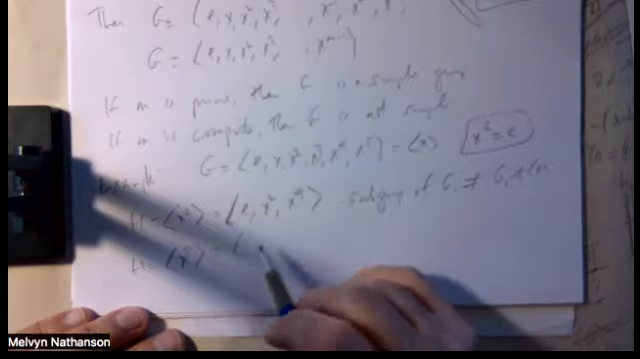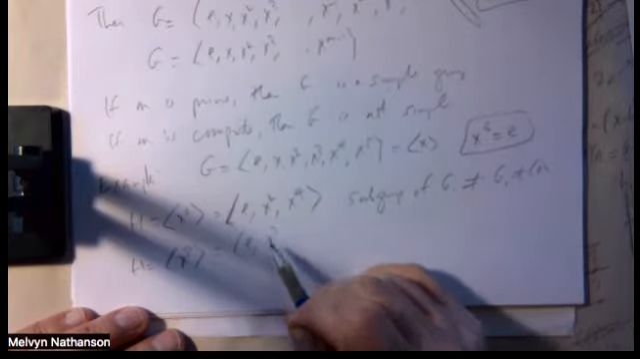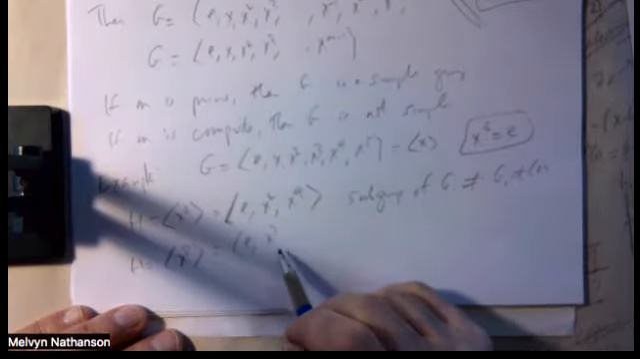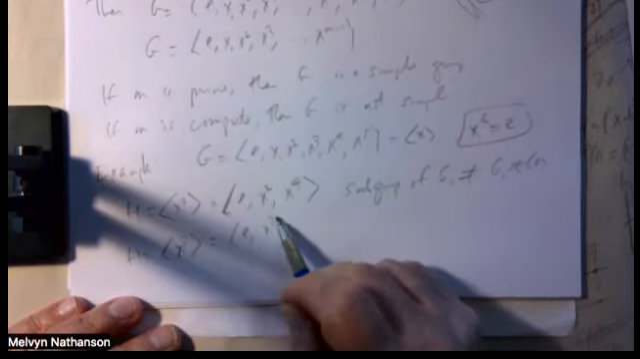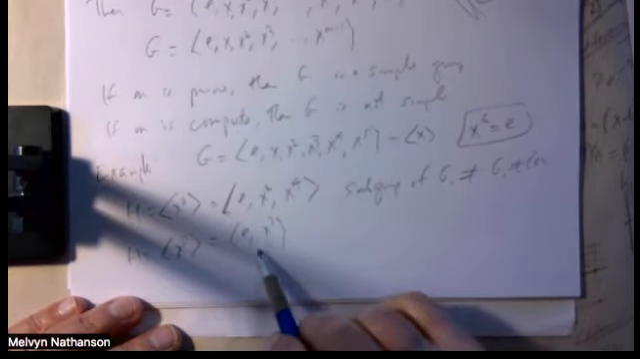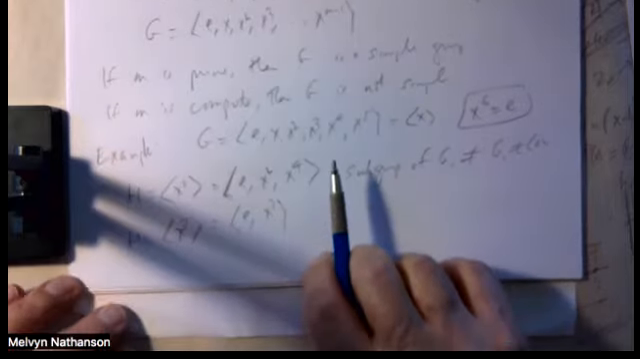I can also take the subgroup generated by X cubed. So it's the powers of X cubed: E, X cubed. What's the next power of X cubed? If I square this, I get X to the 6th, which is the identity. So this is just another subgroup. This contains 2 elements.